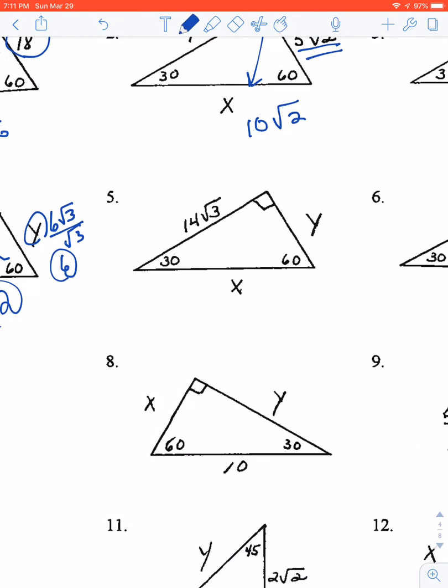Okay, number 5. This one, again, same thing. We're given that long leg, so I'm going to divide that side by the square root of 3 to get y. And then I'm going to double it to get the hypotenuse.